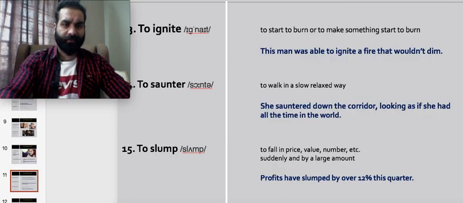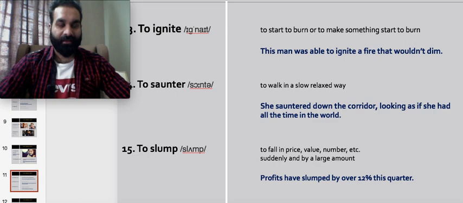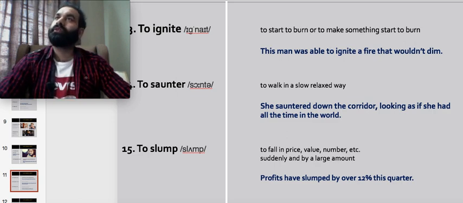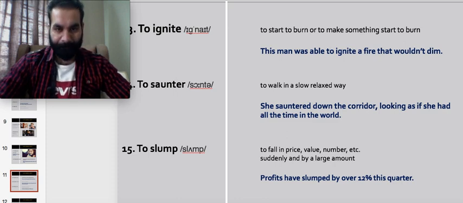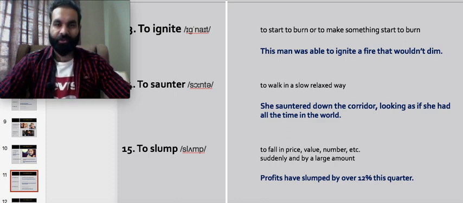I hope it's clear so far. Let's keep moving. The next word is to ignite. To start to burn or to make something start to burn. Something provoking. This man was able to ignite a fire that wouldn't dim.